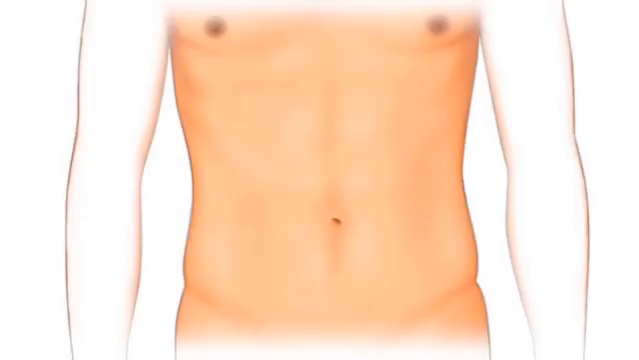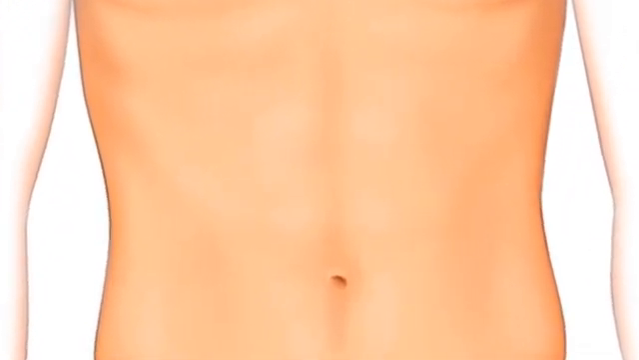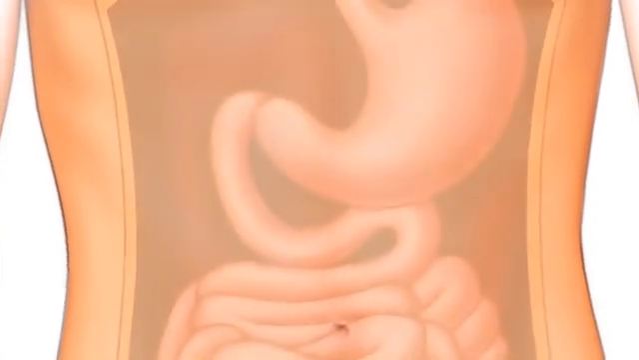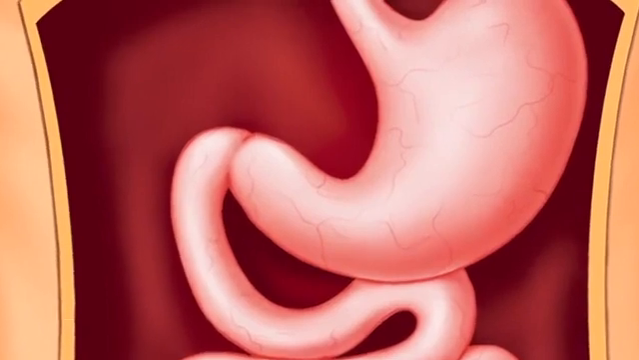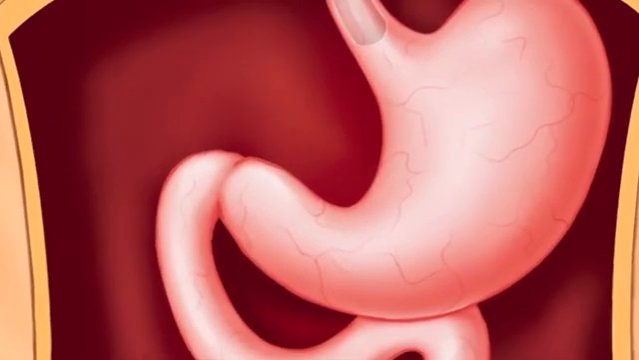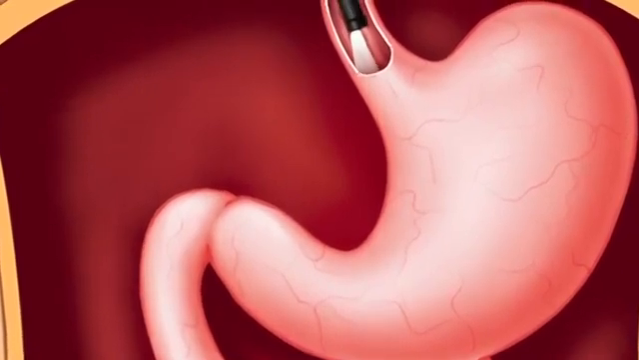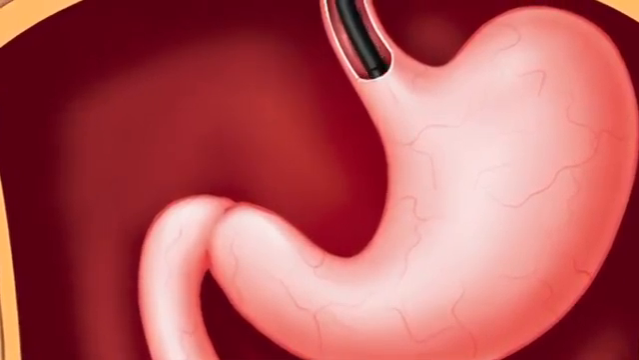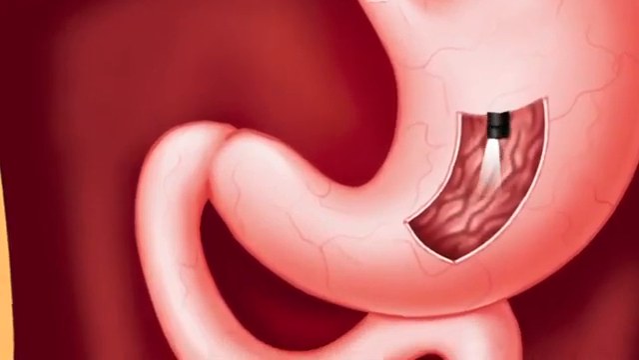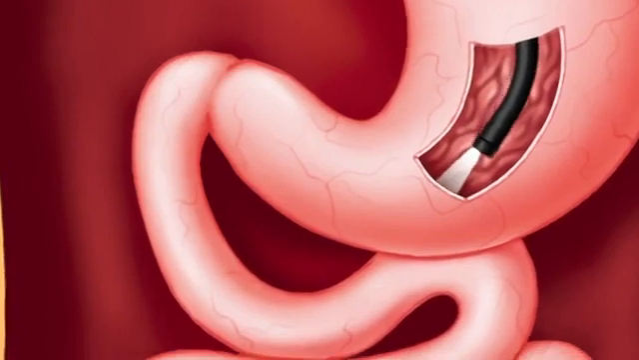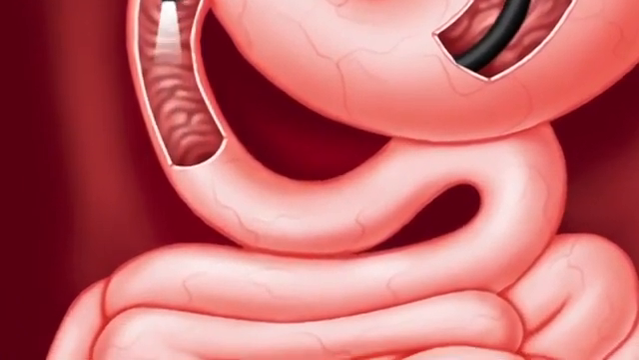Now let's look closer at the EGD procedure. To start, you will be positioned comfortably and given medication to help you relax or sleep during the procedure. A scope is gently guided through your mouth and throat that has been treated with a numbing medication. Then down your esophagus to your stomach. You may feel some pressure or tugging, but you shouldn't feel pain. And further to the first part of the small intestine.